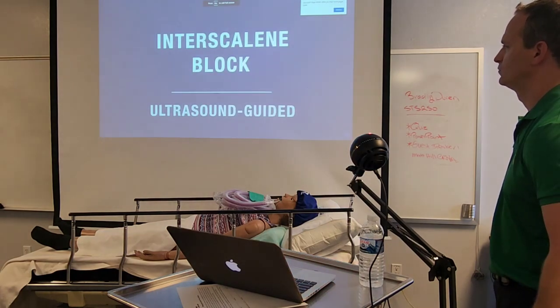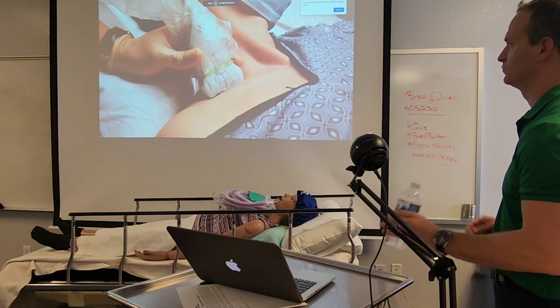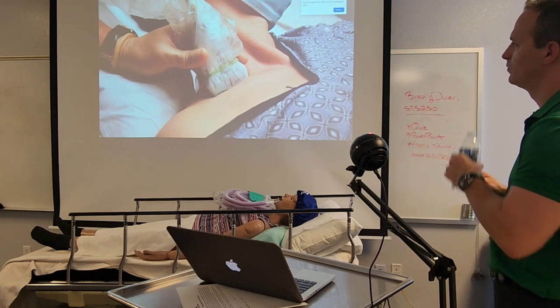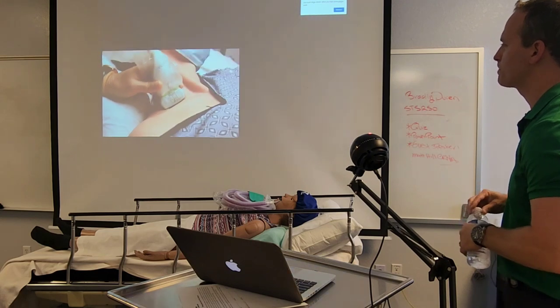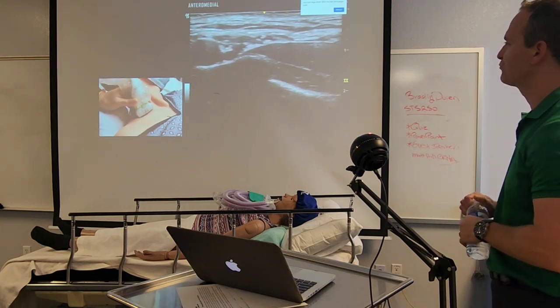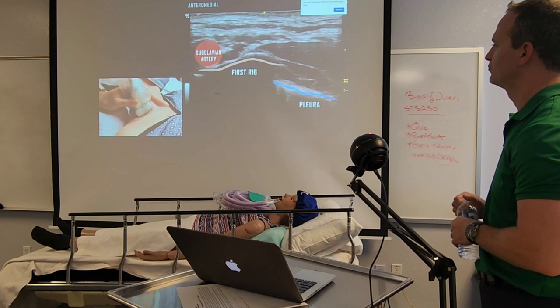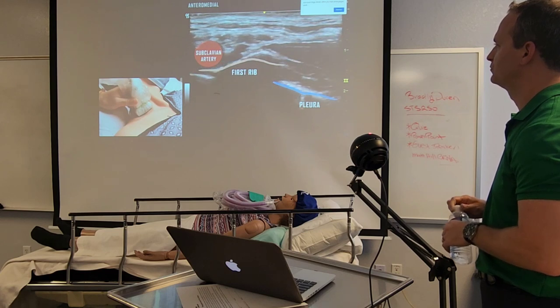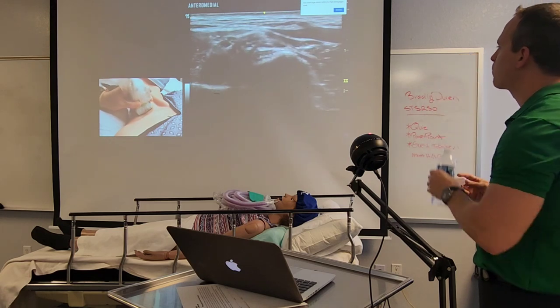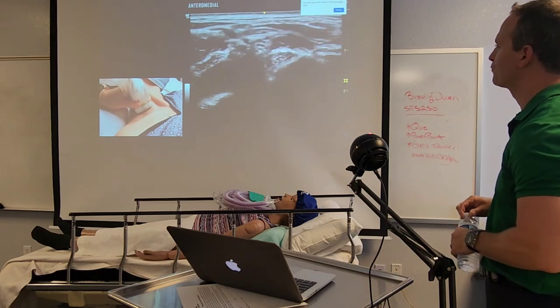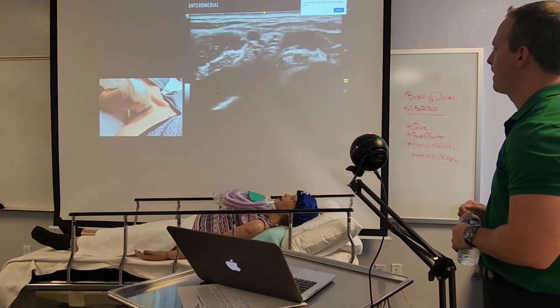The patient here is positioned supine with the head turned opposite from the block site. Scanning begins with the transducer oriented transverse on the neck and superior to the clavicle at the midpoint. This view, you may recognize, is similar to the scan for the supraclavicular block. The probe is slowly translated cephalad to identify the anterior and middle scalene muscles with the brachial plexus located in between.